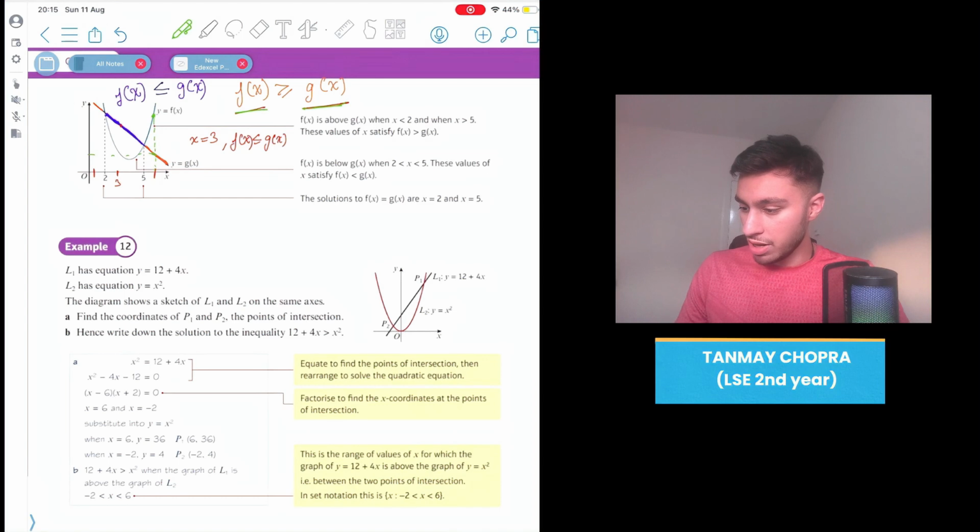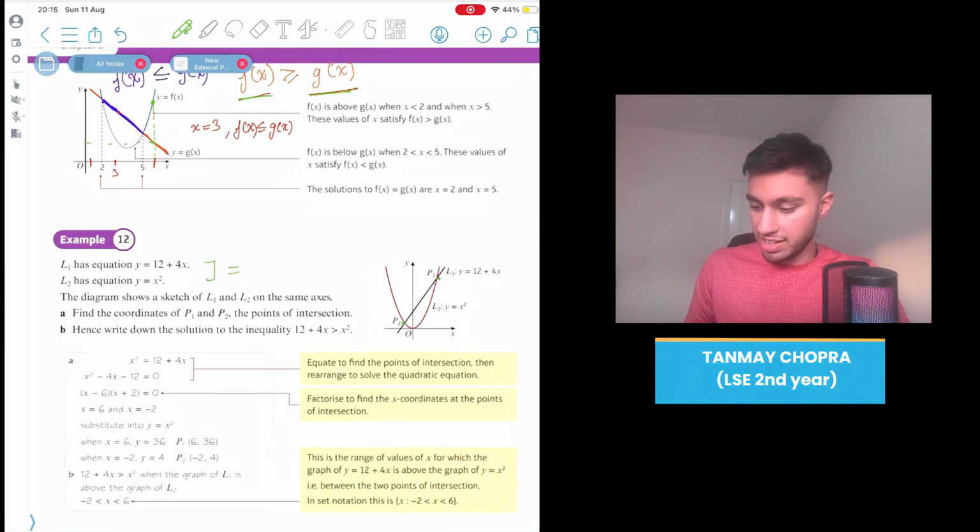So what are P1 and P2? They are points of intersection, as I can tell. Find the coordinates of P1 and P2, the points of intersection. Right, so let's do that. And the second part is write down the solution to the inequality. Fine. Let's find the points of intersection. That's just saying equate these two, right? And that's exactly what we do.